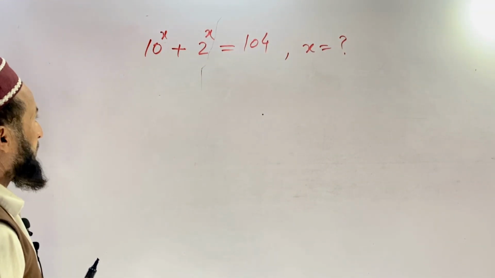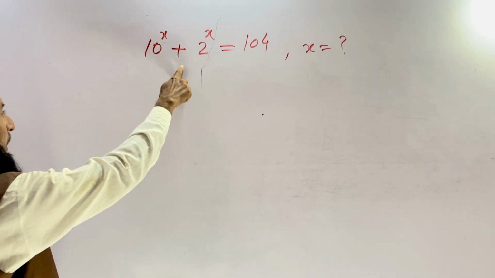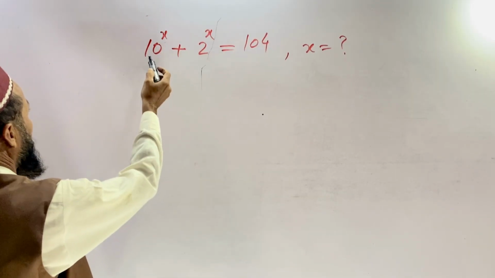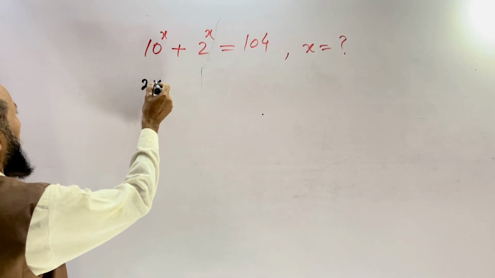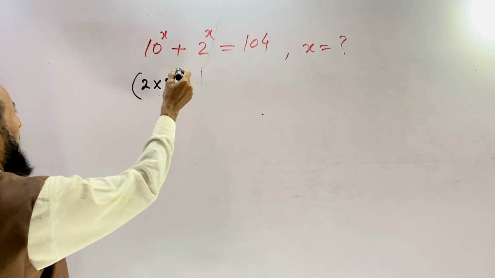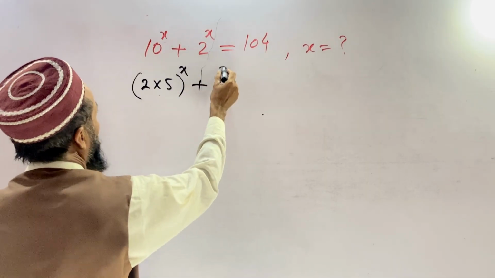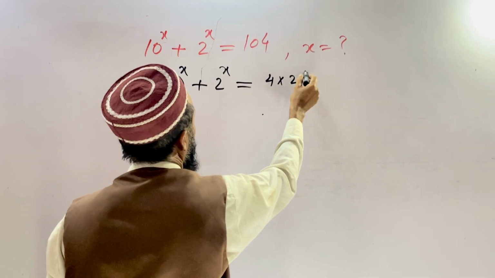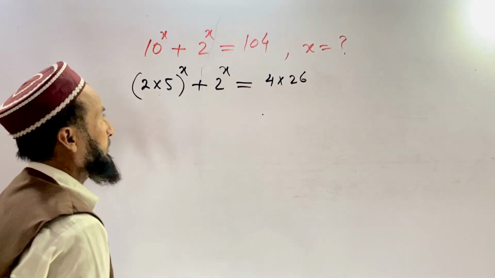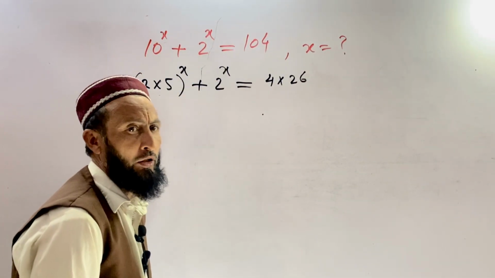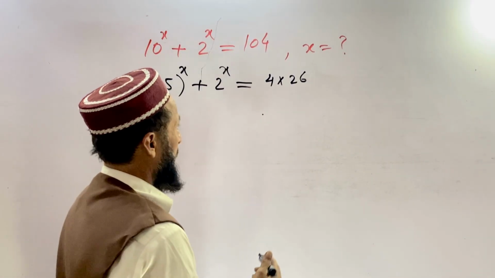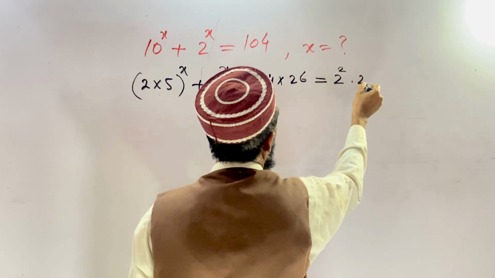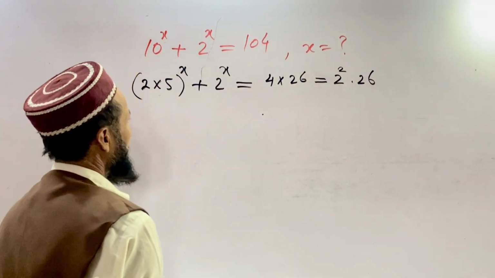This is a very tricky question. First of all, we make the factors of each term into constant bases. Here we can write 10 as 2 multiplied by 5. We get 10 exponent of x plus 2 exponent of x is equal to 104. We can write 104 as 4 multiplied by 26, and 4 is 2 square, so we can write 2 square into 26.